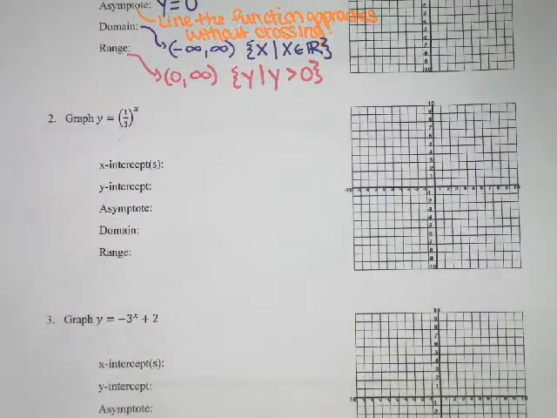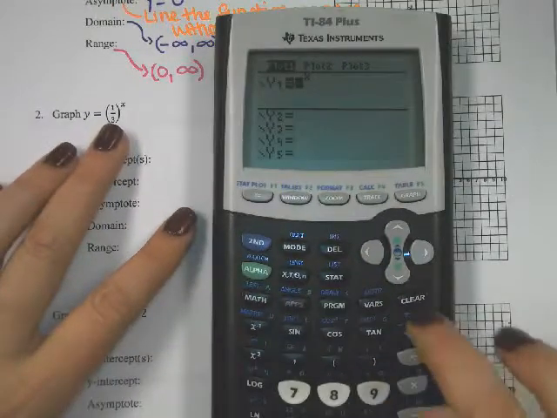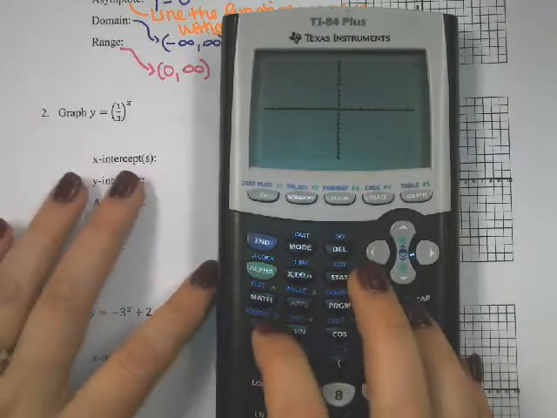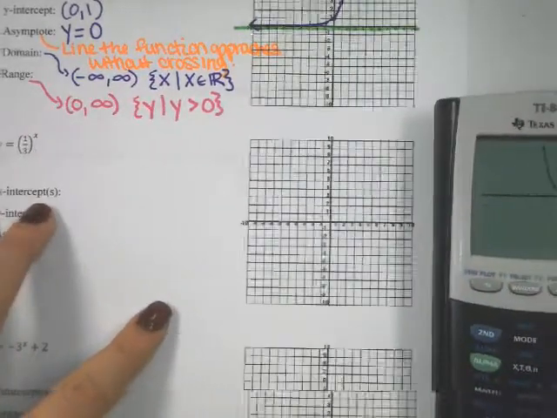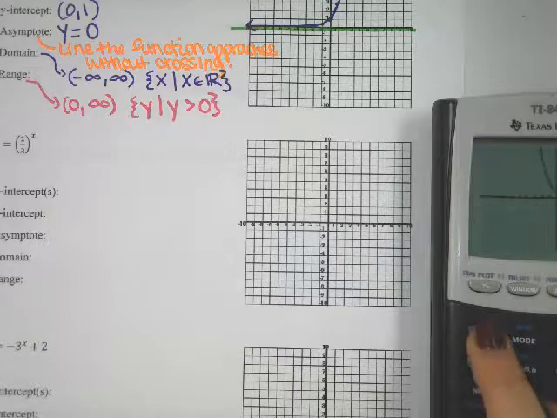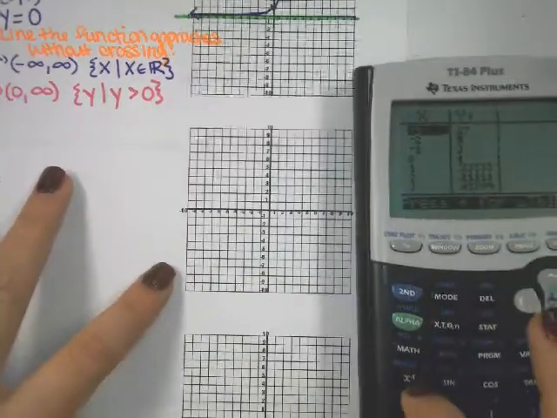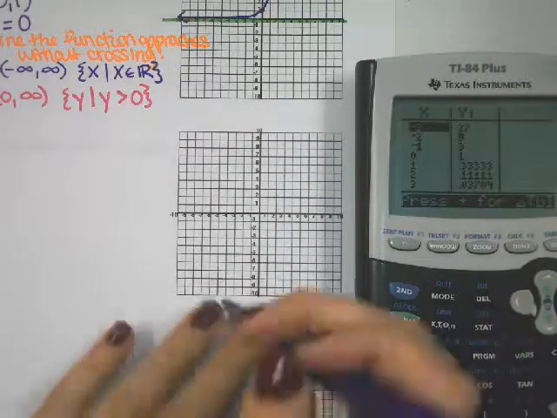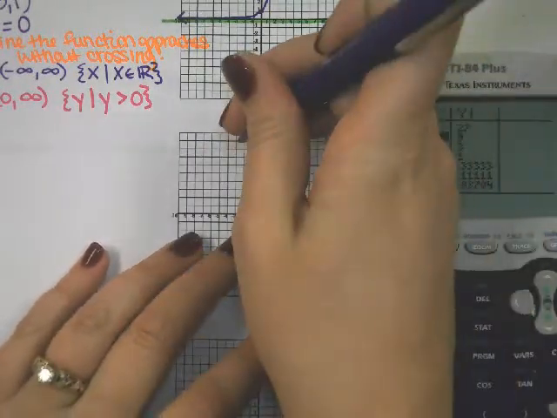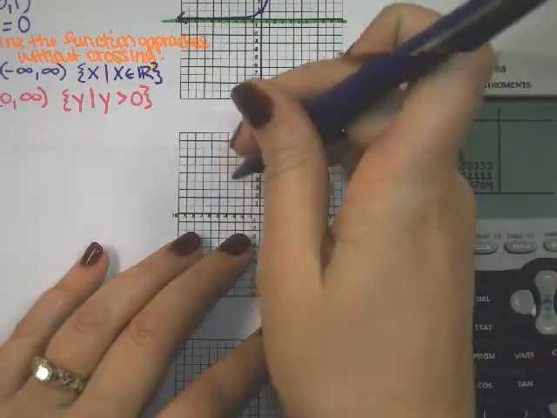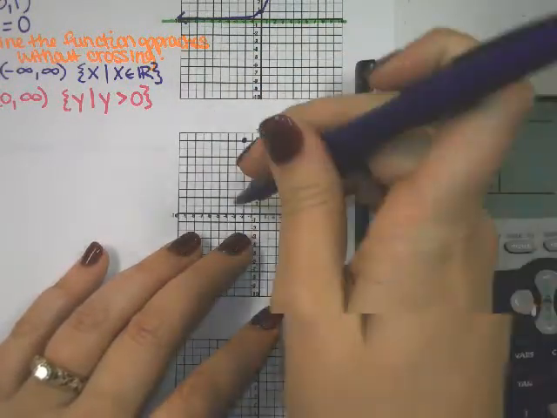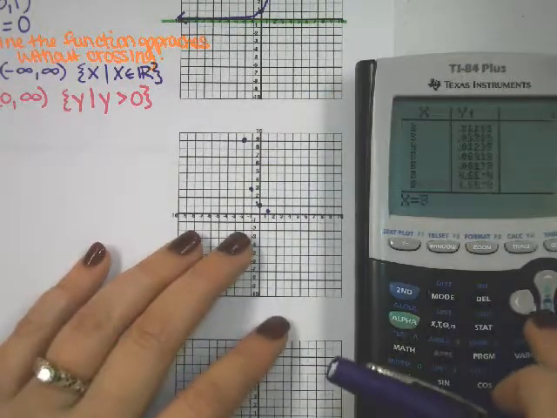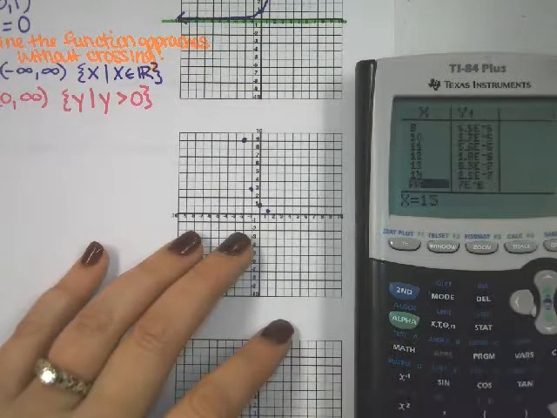For our next example, we're going to graph y equals parentheses 1/3 to the x power. In order to get specific points to put on our graph, I'm going to press second graph and produce a table and plot some points from this table. So I've got the point -2, 9, -1, 3, 0, 1, 1/3, and then they get smaller. Once again, they do approach 0 without actually reaching 0.